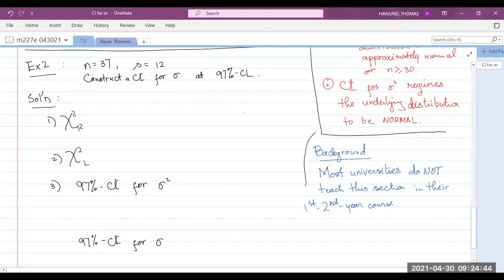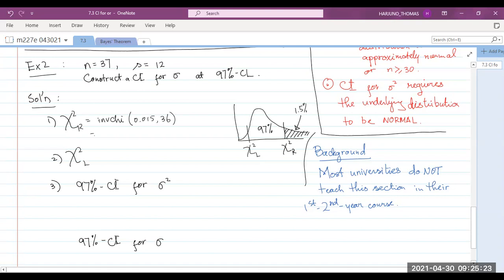Now, I hope you do it together with me. It's a chi-squared distribution. The area in between is 97%. This is my chi-squared right. This is my chi-squared left. The area of this tail here will be half of the remaining 3%. That's 1.5%, right? So this will be inverse chi, area to the right, 0.015. Degree of freedom is 36.